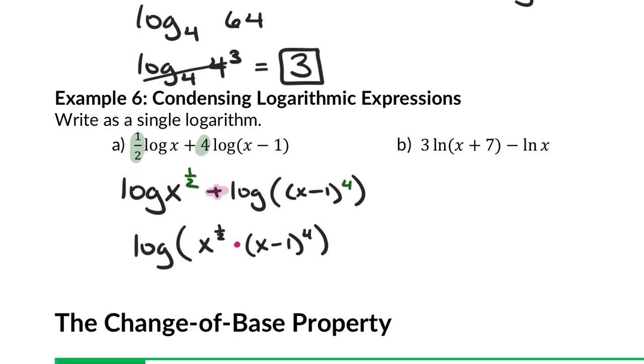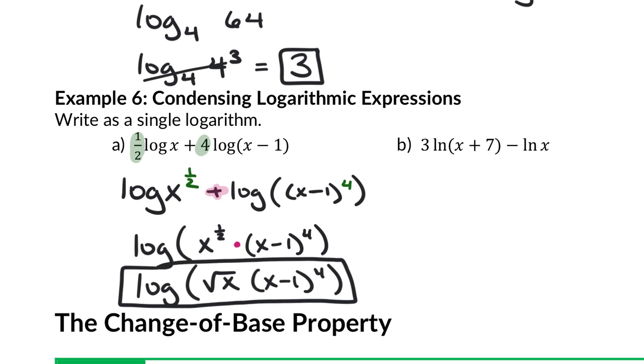The only real thing we need to do here to clean this up, the way the book wants your answers written, I believe it wants all of your exponents to be whole numbers, which means we need to change that fraction exponent into a radical, a square root, yes. So we'd actually write this one as log of square root of x times x minus 1 to the 4th power. Both of those are equivalent, so just depending on what the instructions say, whether you can leave it as x to the 1/2 or you do need to create that into a radical. Just read the instructions to be sure.